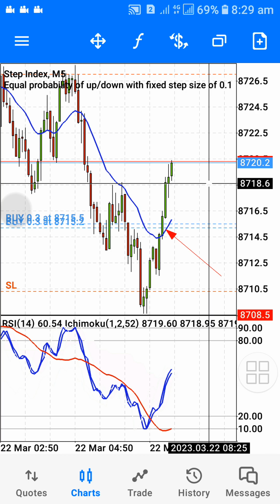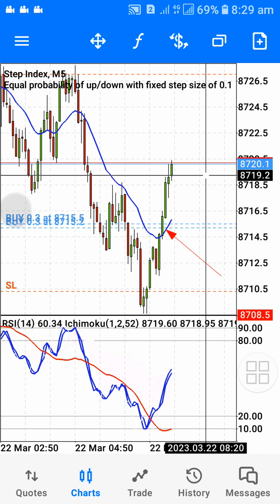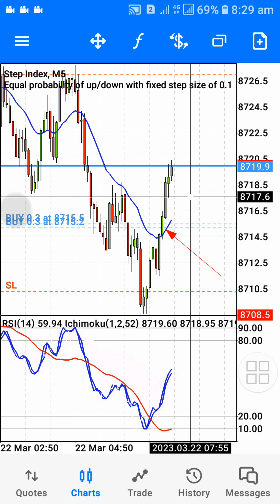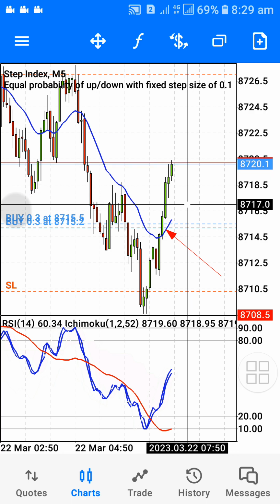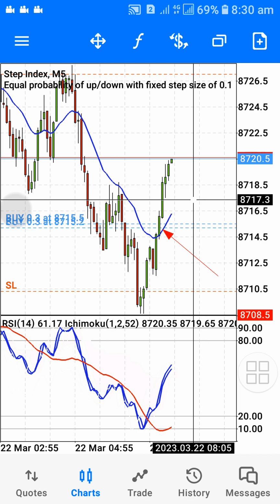So in case the market pulls back, it cannot hit us as a loss. We will gain, no matter how little it is, we are going to gain something leaving the market.